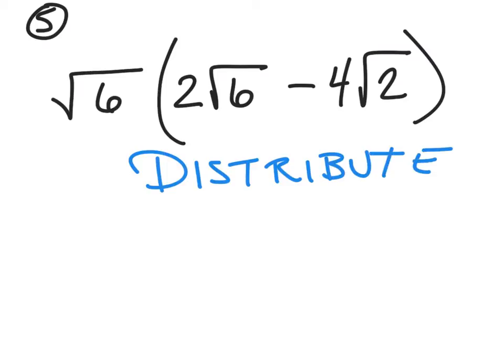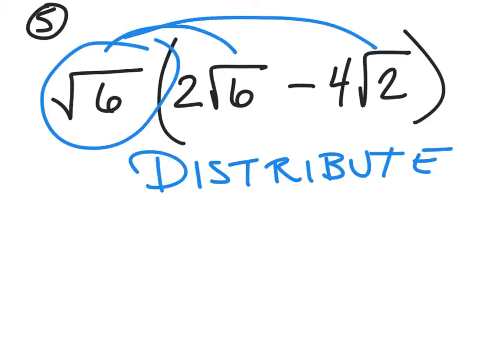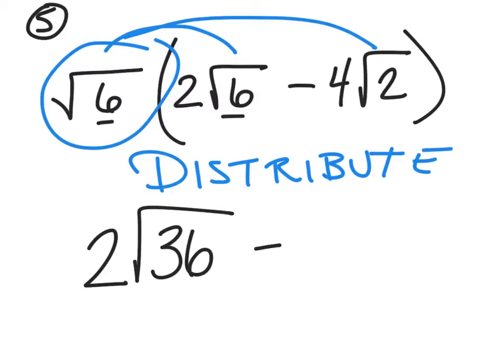Okay, so all I'm going to do is take this term outside and distribute it to each term, and just use that same property. Multiply the numbers outside together and inside together. So on this first one, I have a 1 times a 2, so there's my 2. And my radical is 6 times 6, so that's radical 36. Minus, again, the outside, so minus 4 radical 12.